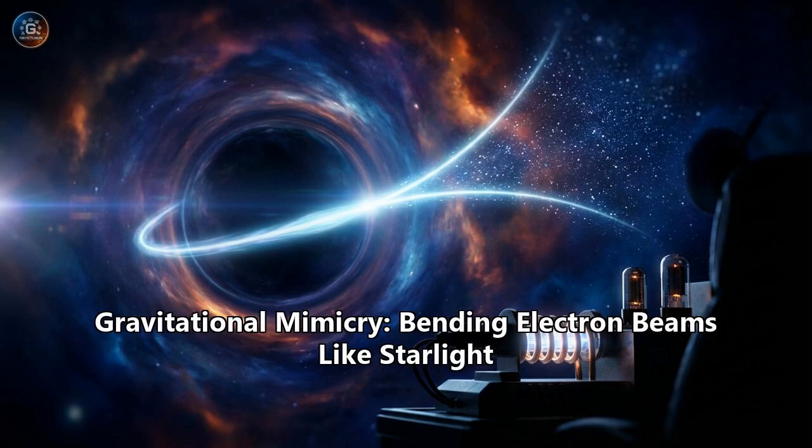Today, we are abandoning the shallow end of the pool and diving straight into the deepest trenches of modern physics. We are going to talk about a discovery that effectively traps the ghost of Albert Einstein inside a microchip. We are talking about gravitational mimicry. This is a story about how researchers have managed to make electron beams bend like starlight, bridging the century-long gap between quantum mechanics and general relativity, not with a new theory of everything, but with a brilliant material hack.